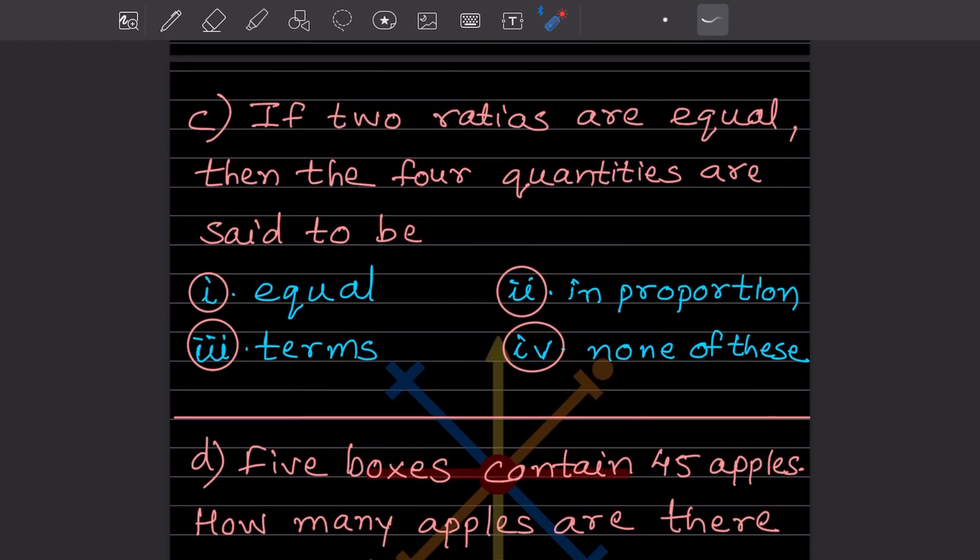The next one, if two ratios are equal, then the 4 quantities are said to be. So here what is this going to be? When 2 ratios are equal, what are you going to write as the correct option? Then the 4 quantities are said to be in. So this is going to be the right option. Okay. So if 2 ratios are equal, then the 4 quantities are said to be in proportion. You got it? Because if the ratios are equal, it should be in proportion.